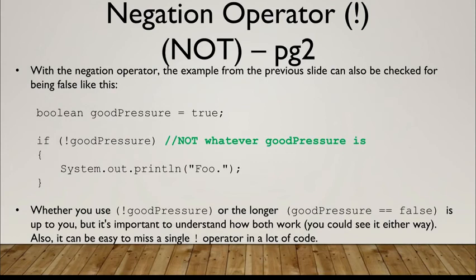With the negation operator, the example from the previous slide can also be checked for the false like this. So Boolean goodPressure equal to true. If not goodPressure, then print foo. Whether you use not goodPressure or the longer goodPressure equal to false, it's up to you, but it's important to understand how both work. You could see it either way. Also, it may be easy to miss the single not operator in a lot of code.